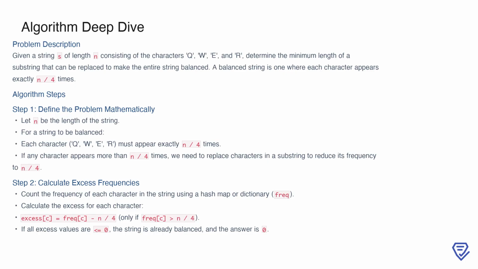Our goal is to determine the minimum length of the substring that we can replace to fix this imbalance and make the string balanced. To approach this mathematically, we calculate the excess frequency for each character. This is the amount by which a character's count exceeds n/4. If a character's frequency is already less than or equal to n/4, it doesn't contribute to the imbalance. If all characters meet this condition, the string is already balanced, and the result is 0. Otherwise, we know we need to address these excess frequencies to restore balance.